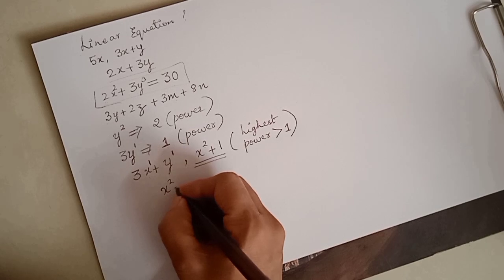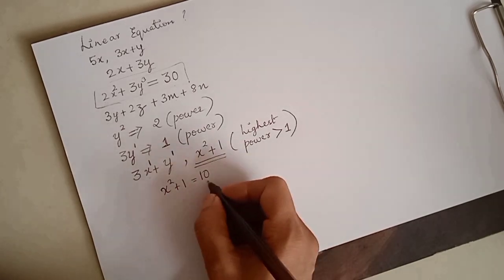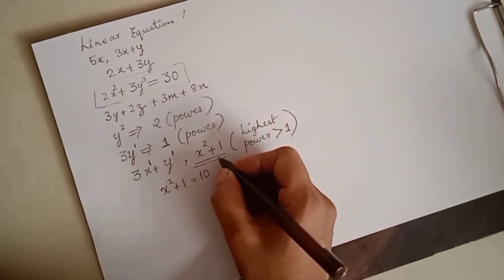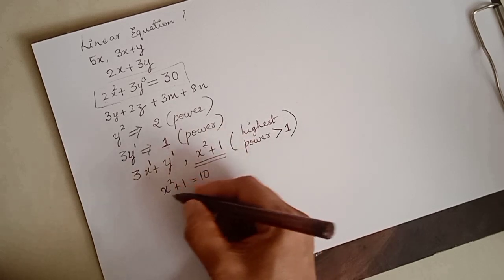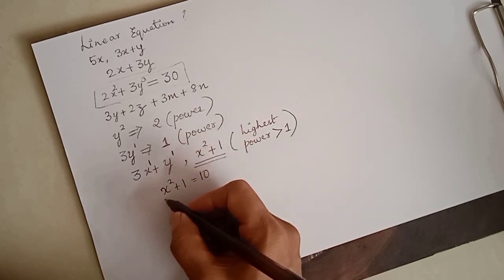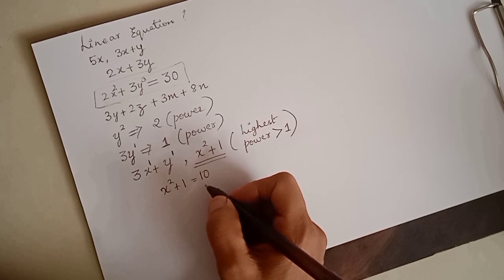If I write x square plus 1 is equal to 10, say for example, this is not a linear equation. This is not a linear expression. This is an expression. This is an equation. This is not a linear expression. This is not a linear equation. Can you make out the difference of what I am telling? So these are the basics that you have to learn first before solving the problems.